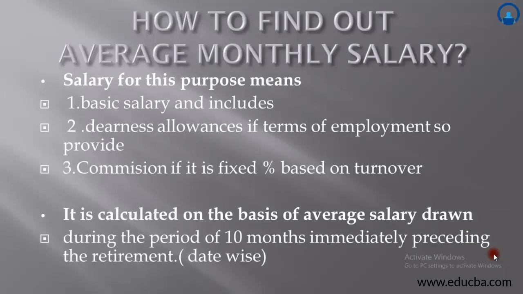Average monthly salary is calculated in the following manner. Salary is taken as basic salary and includes dearness allowance if terms of employment so provide, plus the commission. This is calculated by taking 10 months into effect. That means the 10 months prior to my retirement are considered while calculating the average monthly salary. So let's say I retire in the month of October and my salary from January to March was 10,000 and from April to October was 12,000. So in this case, my average salary will be considered as 10,000 into 3 months, that is January, February, March, which is 30,000, plus 12,000 into 7, that is from April to October. So 12,000 into 7 is 84,000. 30,000 plus 84,000 is 1,14,000. Divide by number of months, that is 10, that will be 11,400.